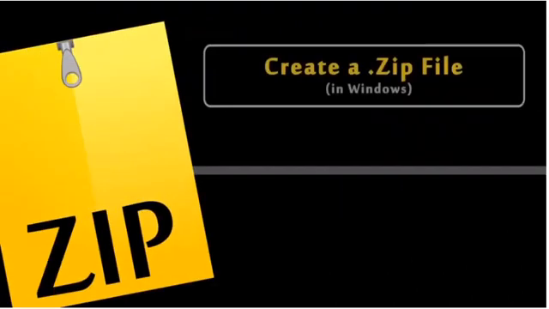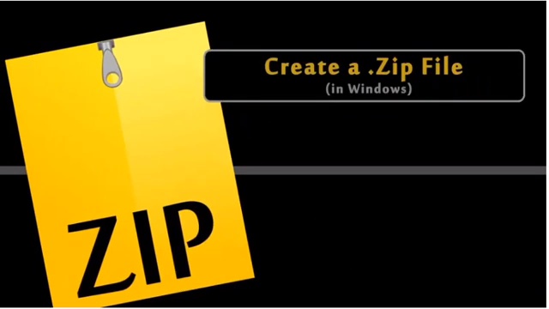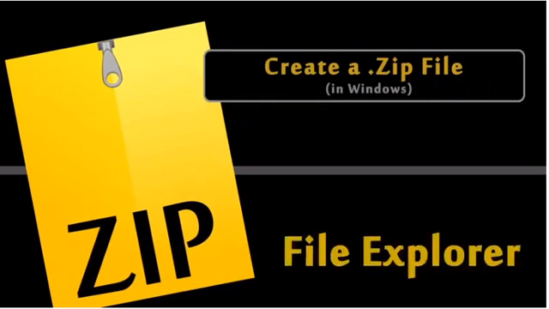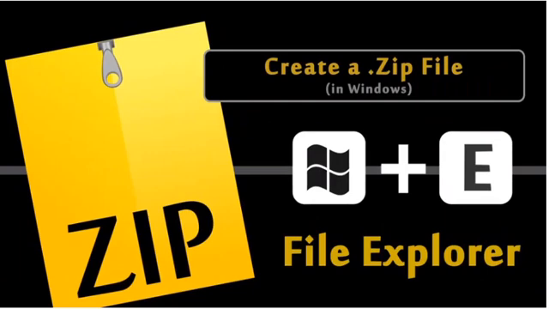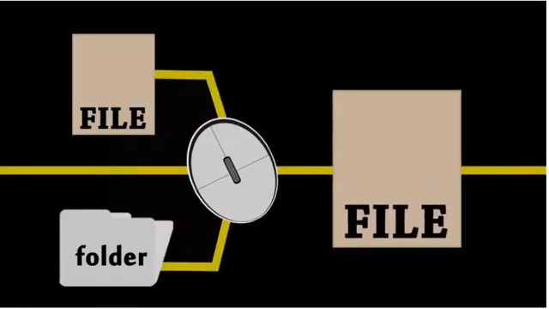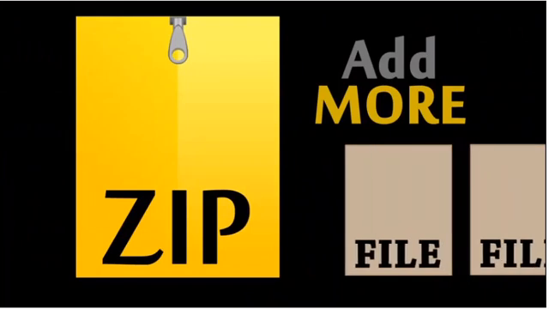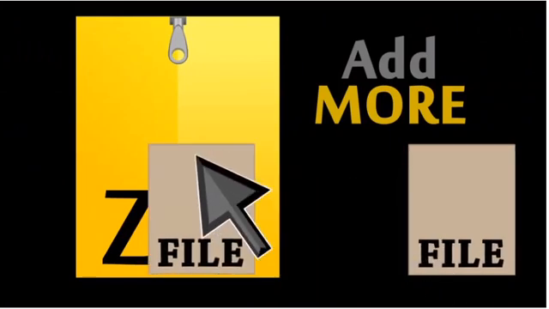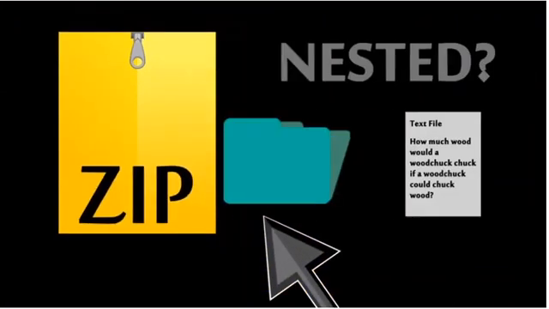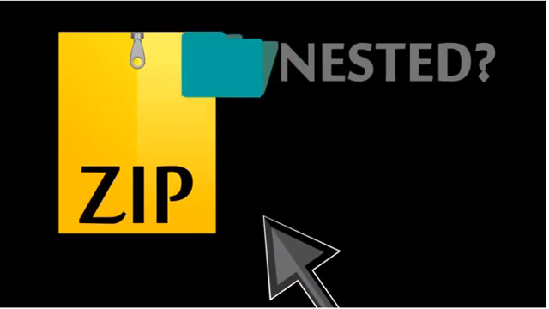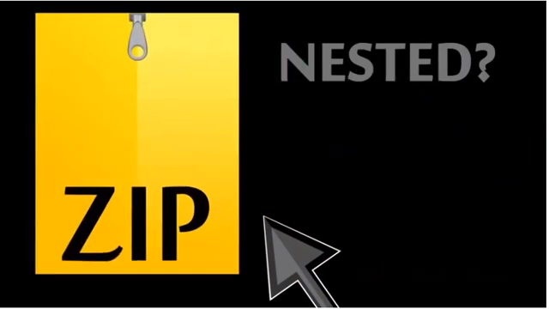The easiest way to create a zip file in Windows is by using the File Explorer, which you can get to by pressing the Windows key plus E. You can create a zip file from any file or even an entire folder by right-clicking it and selecting Send to, and then Compressed or Zipped Folder. You can add more files to a zip file by simply dragging and dropping files onto it. If the file needs to be nested somewhere in a folder within the zip, there's another step you need to do first.